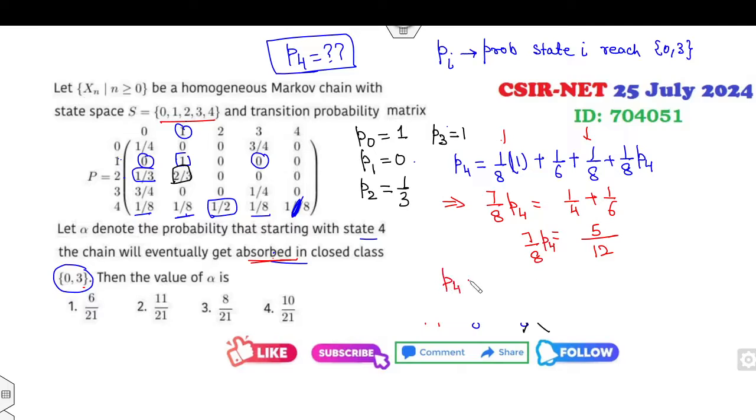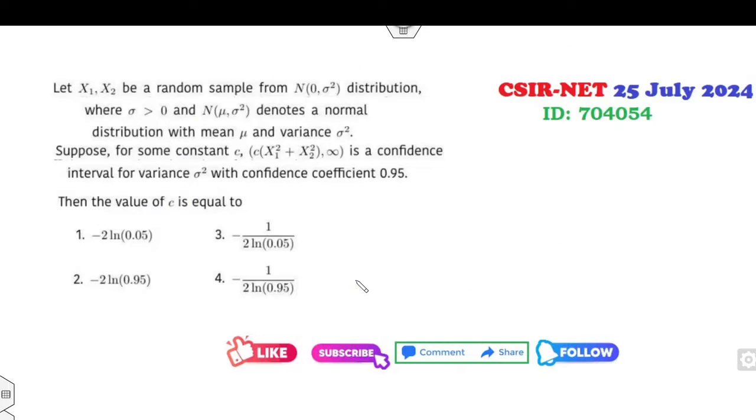So what is my P4? 5 over 12 into 8 over 7. So 4, 3, 4, 2. So 10 over 21 is the right answer of this problem. So it's very simple. That's the absorbing Markov chain. Okay, look at this another one.